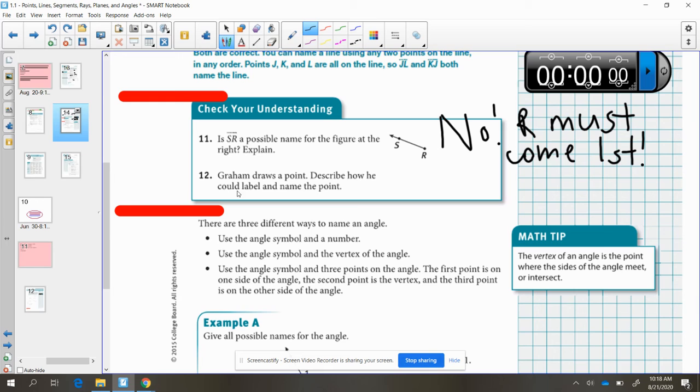All right, number 12 says if Graham draws a point, describe how he could name it.